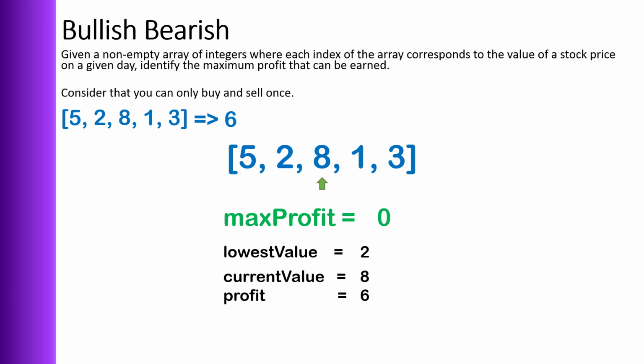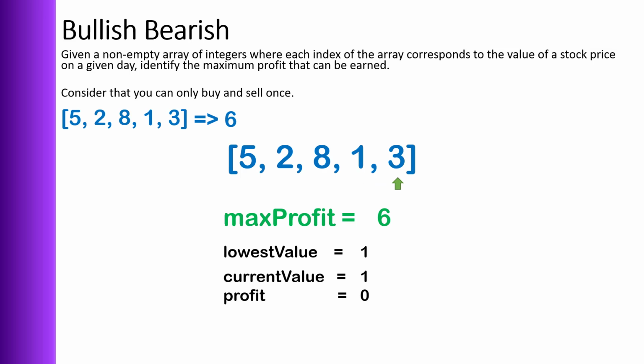And then since profit is greater than the max profit, we can assign 6 to max profit. Alright, let's move to the next one. Current value is 1. Lowest value is 2. So lowest value is not the lowest anymore, so I change that to 1 as well. 1 minus 1 is 0, so profit is 0, and it's less than the max profit, so max profit can still be considered as 6.